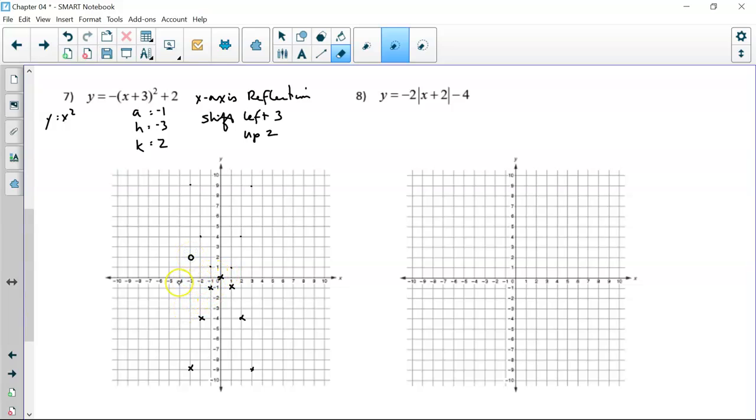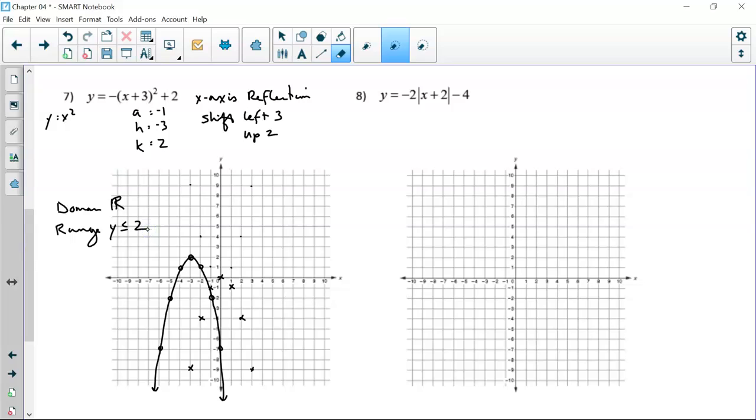I'm going to use an open dot to differentiate. Left 3, up 2. Left 3, up 2. And there is our graph. So our domain, it's a quadratic, so it's all real numbers. And our range, because it's going down, our values for y are less than or equal to positive 2.